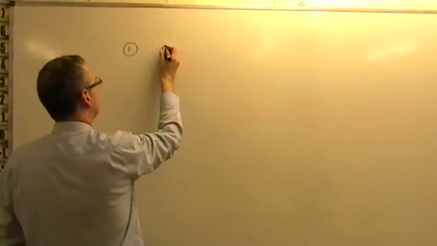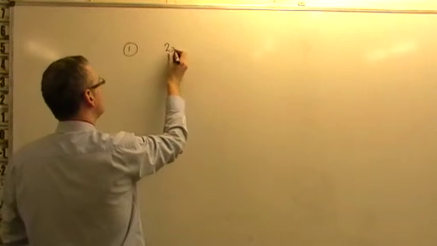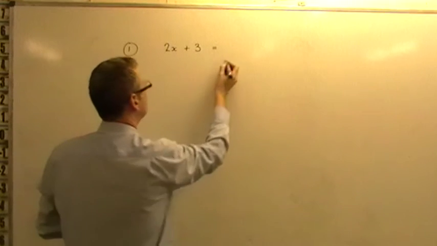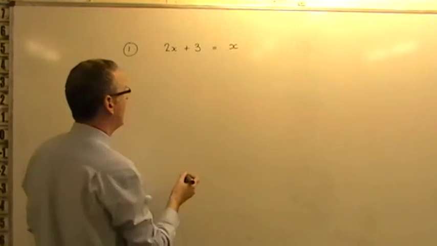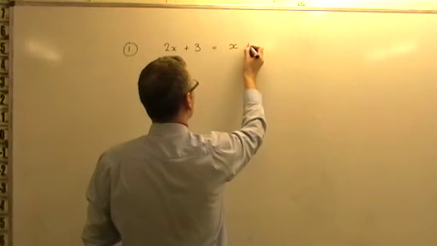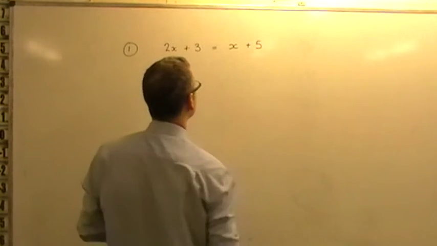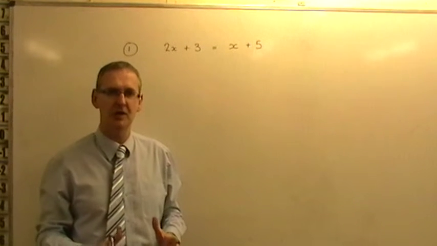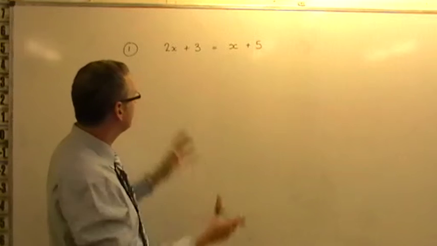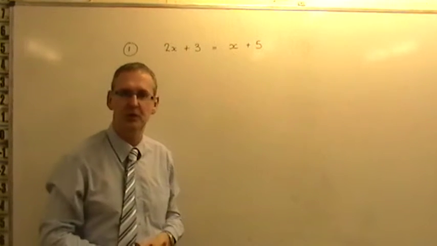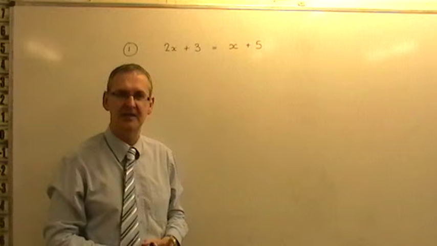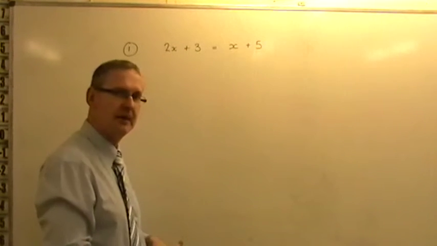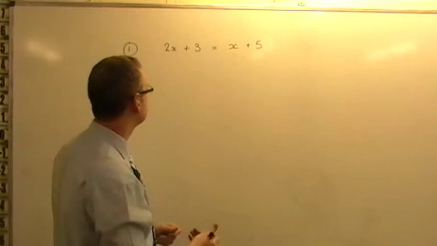I want us to solve this straight line. 2x plus 3 is equal to x, and I think we'll have plus 5. So there's the equation. Now obviously that is a very straightforward linear equation to solve, and it wouldn't take very long to manipulate the algebra to work out the answer. I will work out that answer later on, just to check that my graph is correct. This is how we go about solving it using graphical techniques.